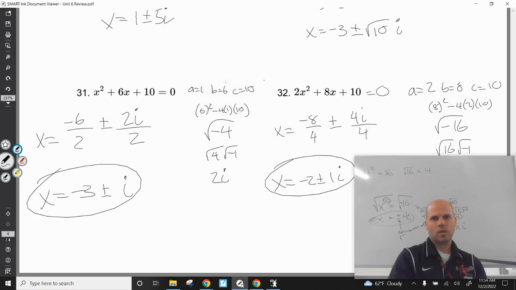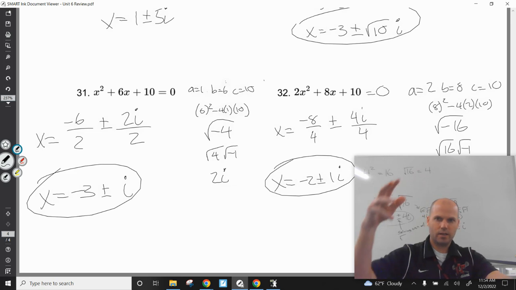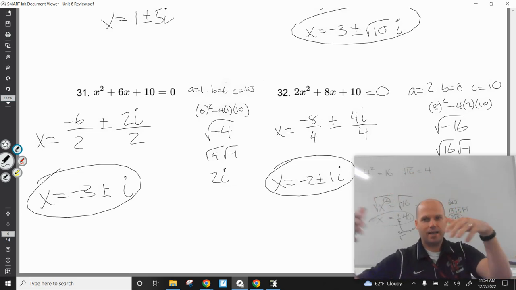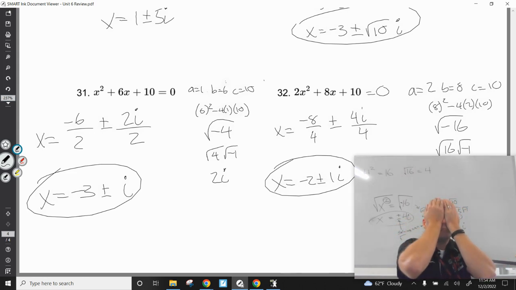Now, be ready on the quadratic formula to get something like that, where you simplify and you have root something i, or 4 root 3i, and then you can divide the 4 by the number. But hopefully, since this is very much like a lot of the same stuff, repeated, you're going to be okay.